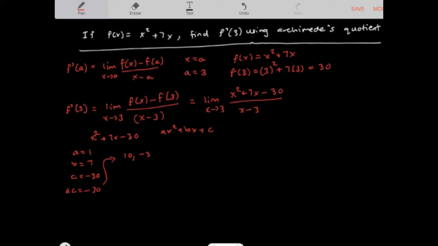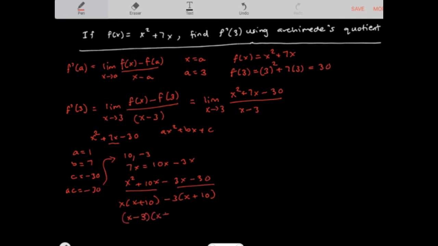And then what you want to do is replace your middle term, 7x, with a sum of these two coefficients. So 10x minus 3x. And then I'm going to replug this back into my expression and factor out the first two and last two terms. So you get x times x plus 10 minus 3 times x plus 10. And once you know that the two factors on the inside are the same, you can factor by grouping, and you get x minus 3 times x plus 10.